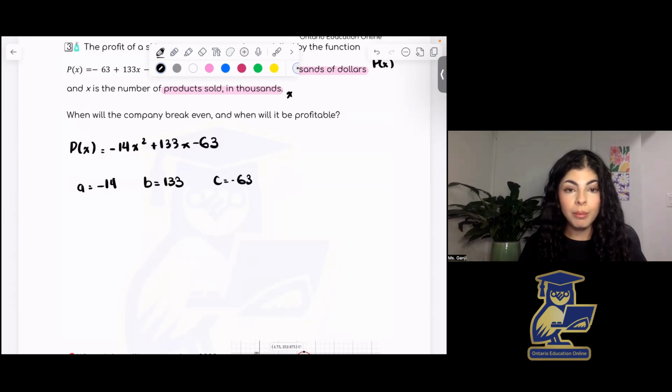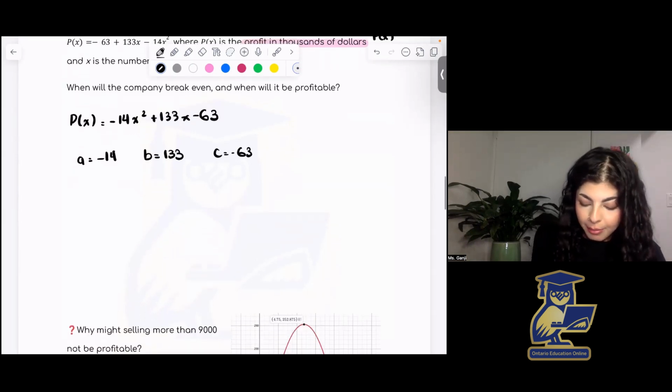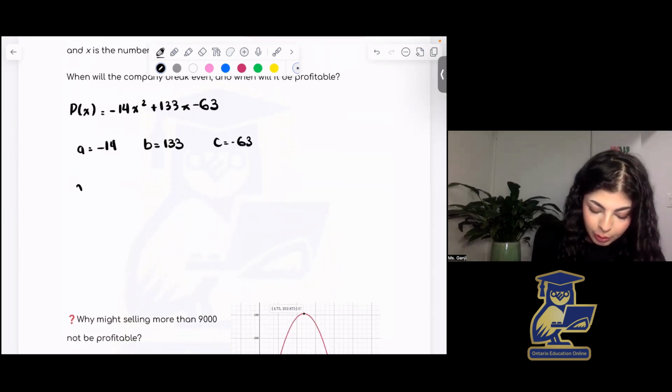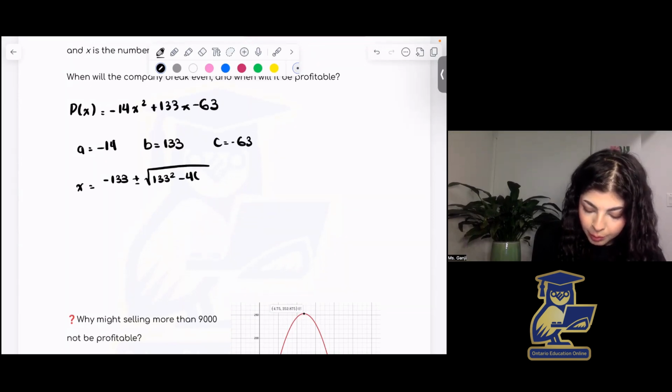So please do not make this error if you have already. A, B, and C are not based on the order of the terms. A is specifically the coefficient of x squared, B is the coefficient of the x term, and C is your constant term. So now that I have my variables, I'm going to use the quadratic formula. So x is equal to -b plus or minus the square root of b squared minus 4ac.